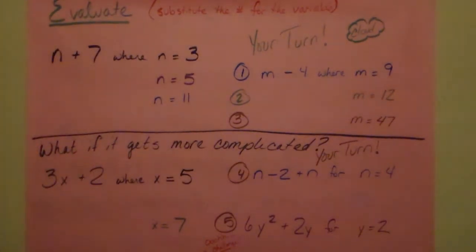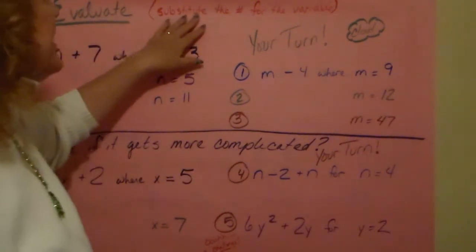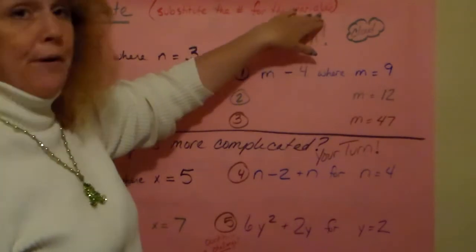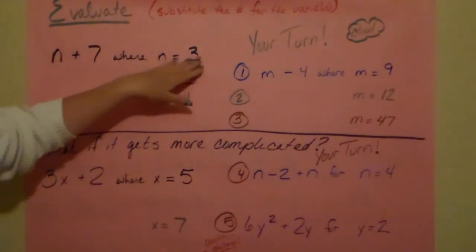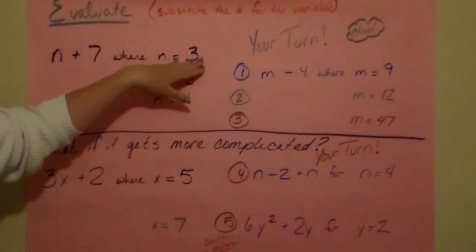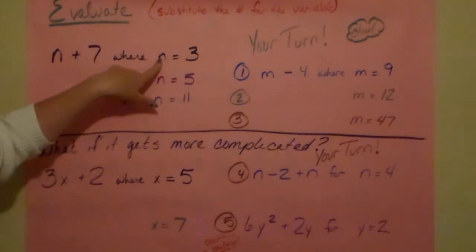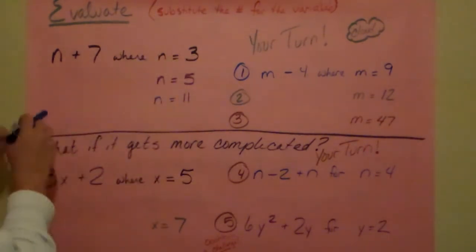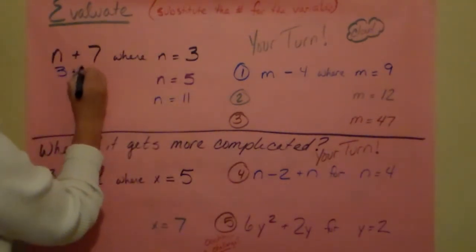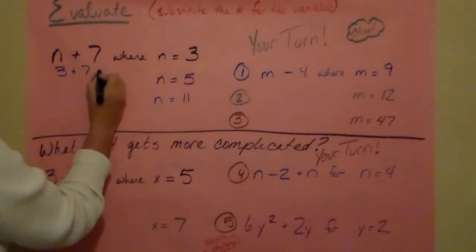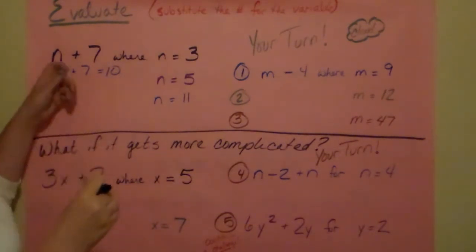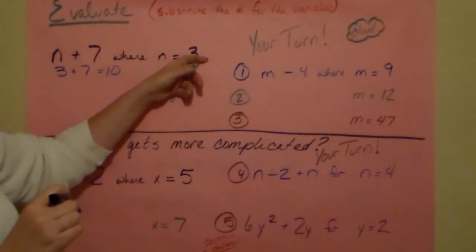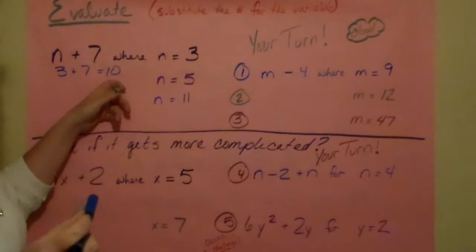The word evaluate means you're going to substitute the number for the variable. For example, I want you to evaluate n plus 7 where n equals 3. That means I want you to stick in 3 for n. I'm telling you n equals 3. So I want you to actually write that down. 3 plus 7. Well, that's 10. So n plus 7 where n equals 3 is 10.